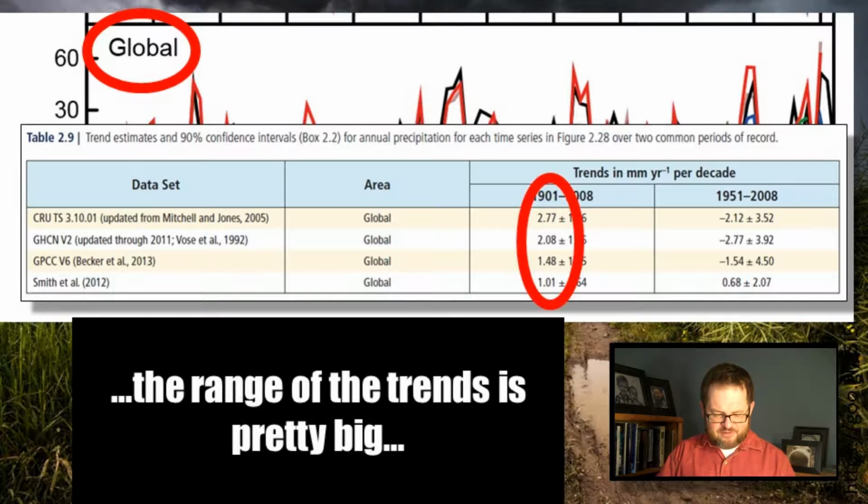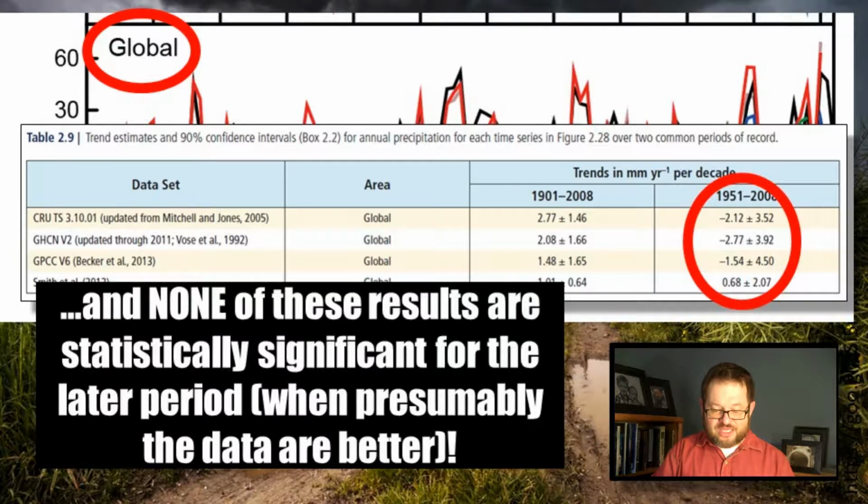And in fact, if you go back here, the range of these trends that these 4 different archives are using, that's actually a pretty big range of trends. That's kind of tricky. I mean, there's almost a factor of 3 between the different estimates of the trends there. And okay, that was all for 1901 to 2008, but if you just choose the last 60 years of the record, where presumably our observations are better, none of the 4 archives show any trend for the last 60 years.